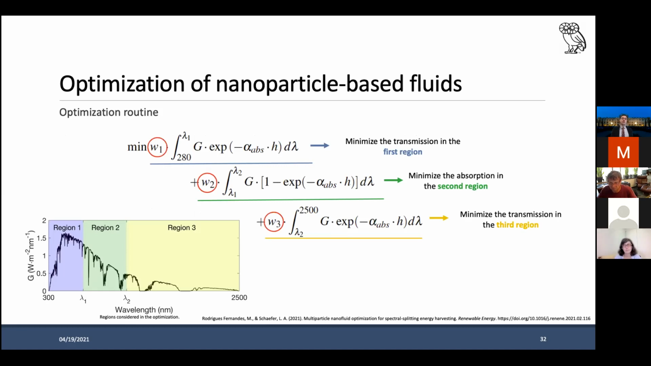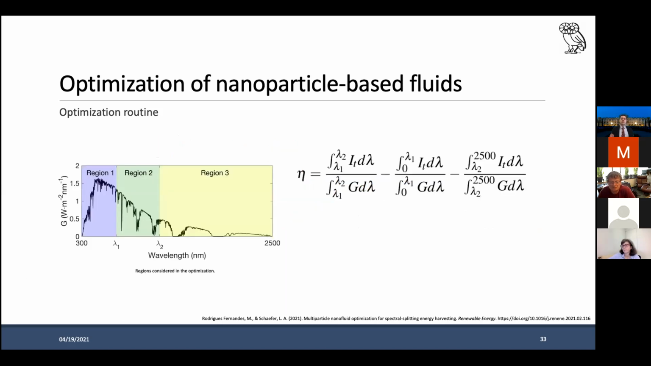We also added weighing factors, W1, W2, and W3, to increase the flexibility of the optimization routine. And this is because the optimization routine does not necessarily need to be used exclusively to match an ideal solar cell filter, like we're doing here. So we can have a wider range of application. For example, if for a specific type of application, we would like to transmit more in the first region, we could increase the weight related to that region before running the optimization.